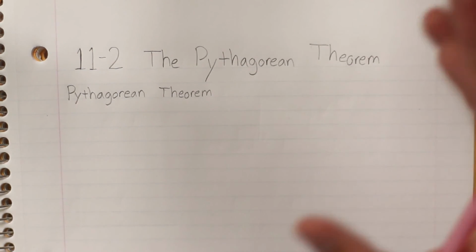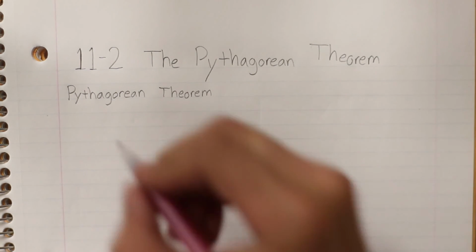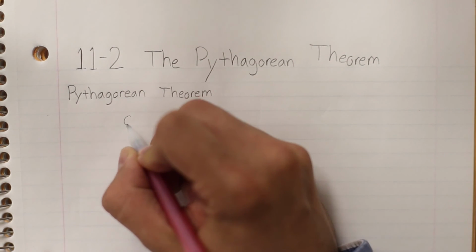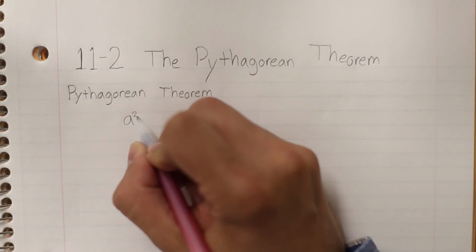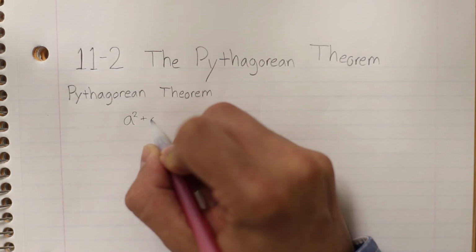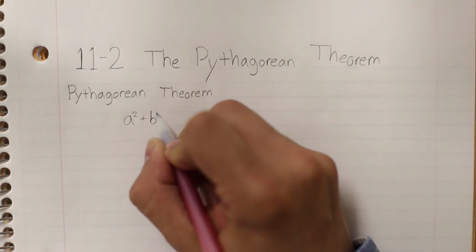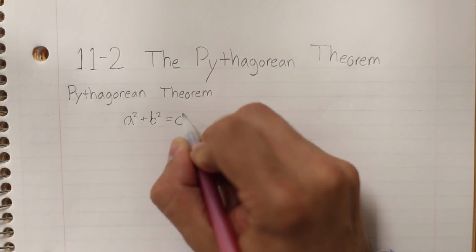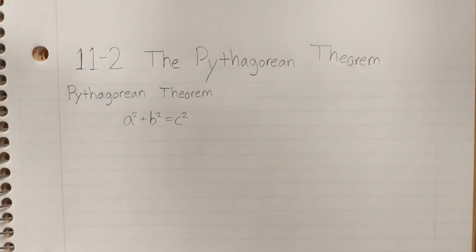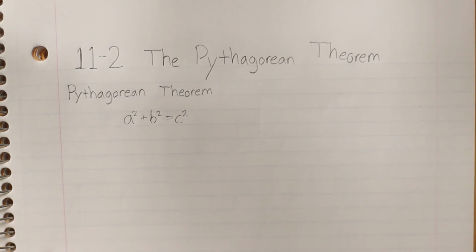But first, let's actually write it down so we have it in our notes. And here's what it is. You're going to write down a, lowercase a, squared plus lowercase b squared is equal to lowercase c squared. So that right there is the Pythagorean theorem.